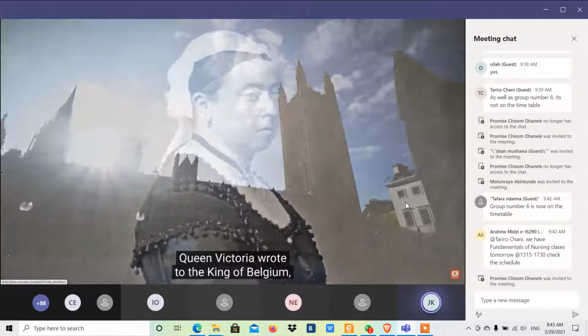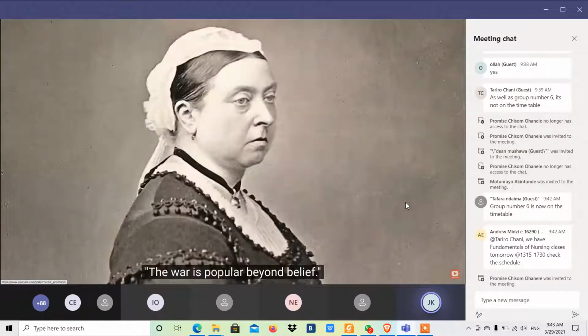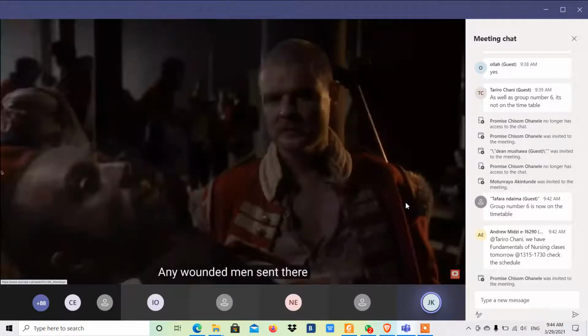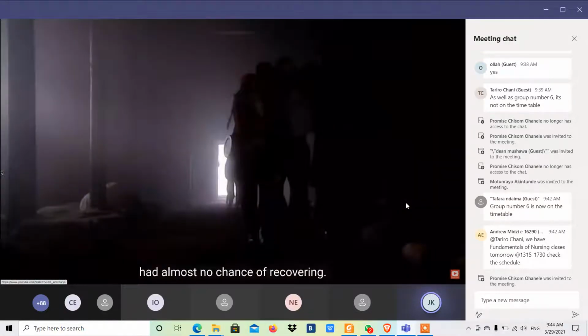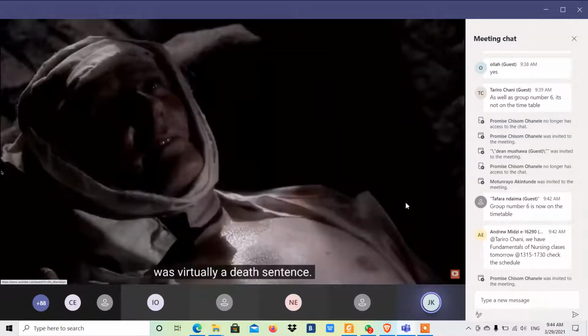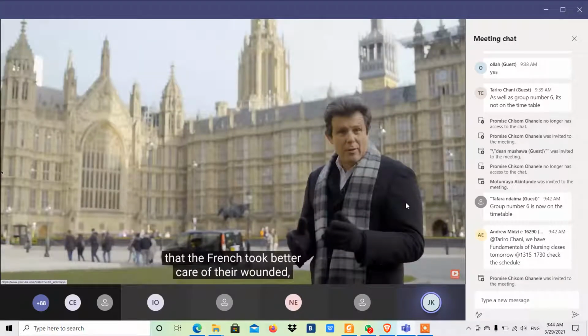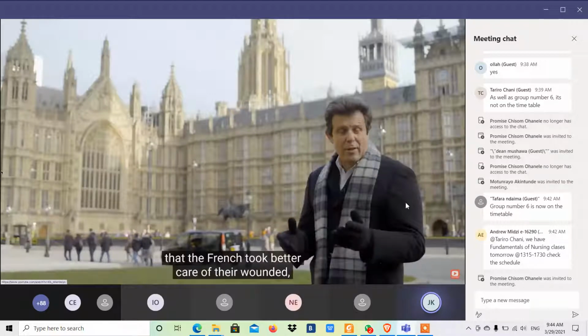At the time, English military hospitals were a disgrace. Any wounded men sent there had almost no chance of recovery. To end up in a military hospital was virtually a death sentence. The English and French have always been great rivals, and when reports came back from the war that the French took better care of their wounded, the English government was stung into action.